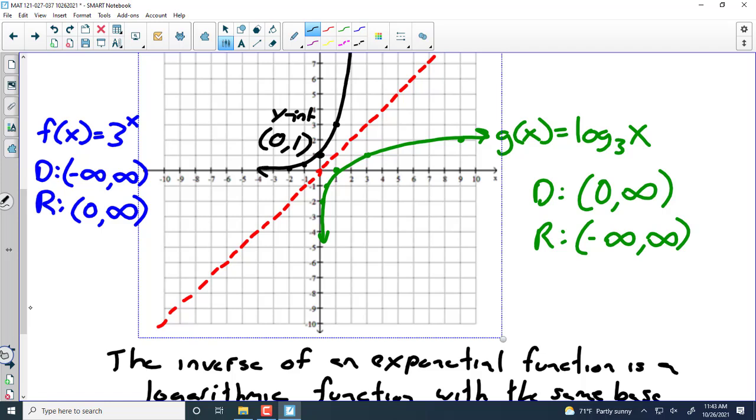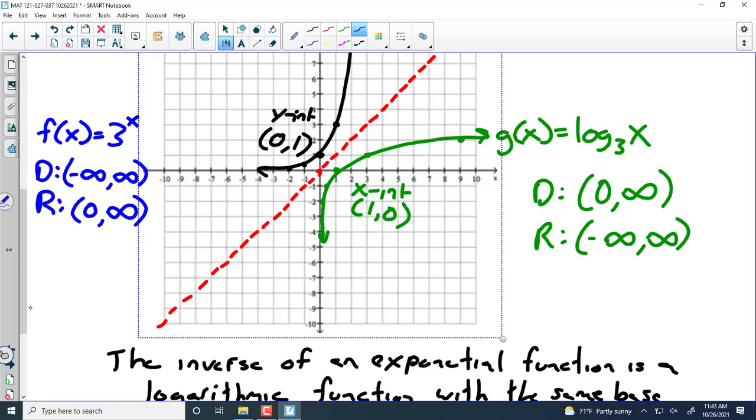Look at the green one. What does it have? An x-intercept of 1, 0. Why? Because every single ordered pair was flipped. When you write an inverse, what are you doing? You're swapping x and y. So 0, 1 becomes 1, 0.